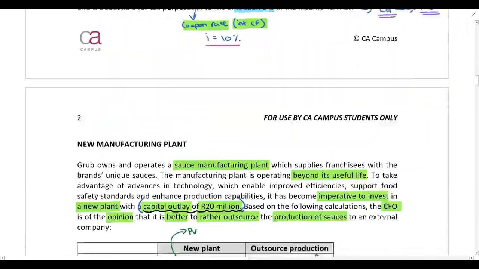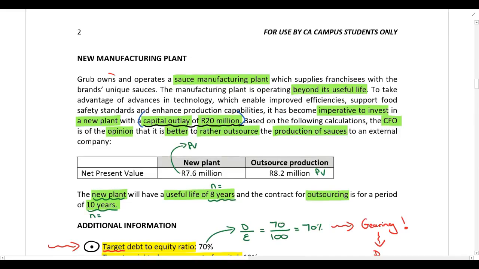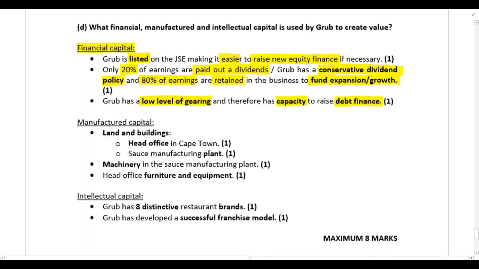We also know that they have a sauce factory. They own and operate a sauce manufacturing plant. So obviously the land and buildings for the sauce manufacturing plant is manufactured capital, and also any of the machinery that is used in this plant. So for manufactured capital, land and buildings, they have their head office in Cape Town and also the sauce manufacturing plant. They have machinery in the sauce manufacturing plant, and they have furniture and equipment in their head office building.